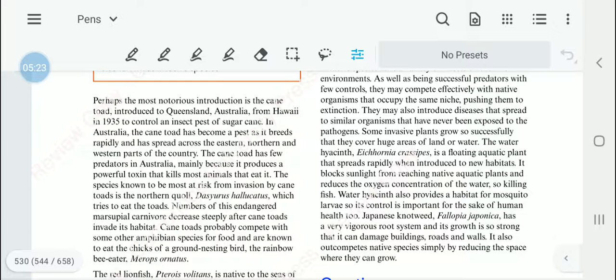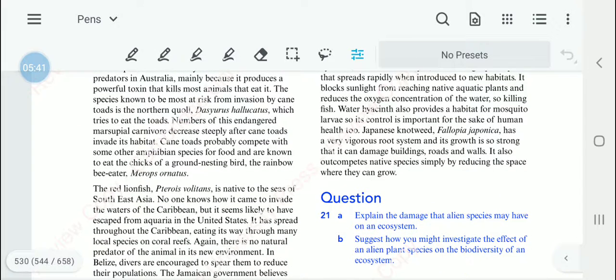Then Japanese knotweed is another type of plant that was introduced, that has strong roots which can damage buildings, roads and walls. And also they compete for the natural habitat with other species who are present there.